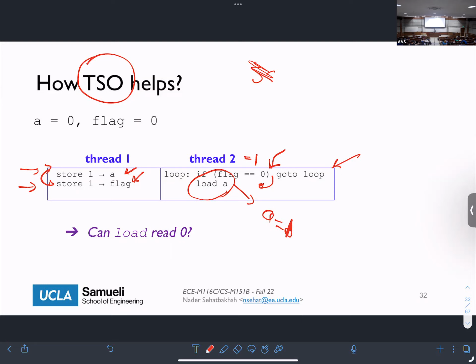So that's how TSO can help us, and how sequential consistency can help us as well. But TSO is slightly better because then we are also getting a little bit more performance out of this. Any questions?